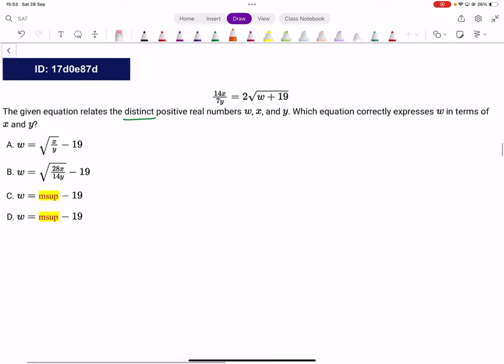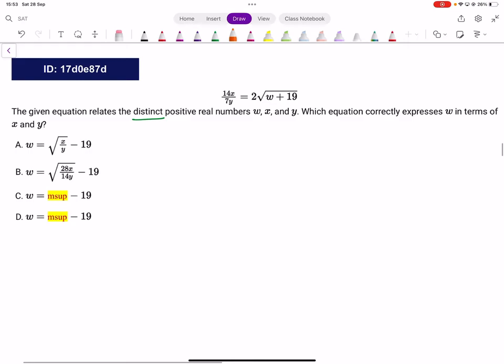Which equation correctly expresses w in terms of x and y? You can just make w the subject. How do you make that? Square both sides. 14x over 7y equals, or let me just do it right now. Let's just square both sides here.